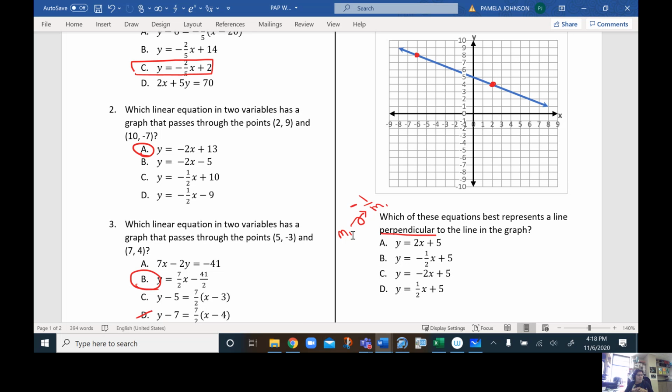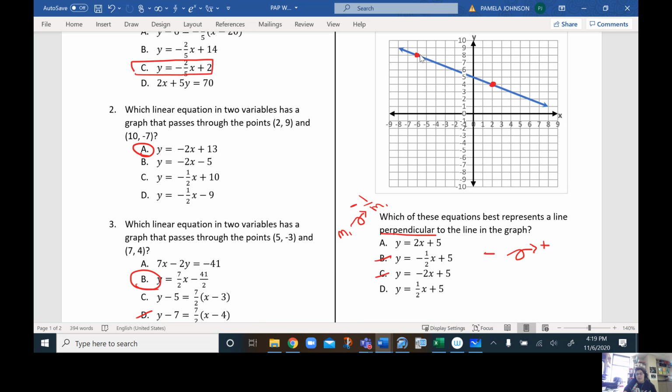So whatever this original slope is, I'm going to flip it and change the sign. It turns out that the original slope is a negative, so when I flip it, my new slope is going to be positive. It doesn't give me a point that the perpendicular line goes through, so I can't really calculate an equation that way. However, by knowing that it's going to go from negative to positive, I could get rid of C and B.